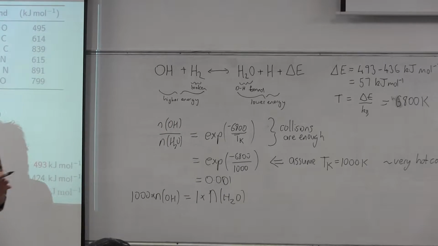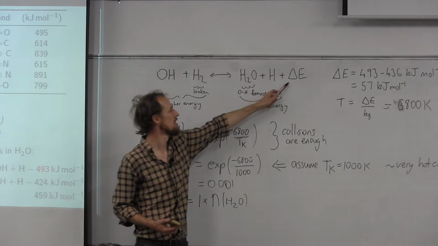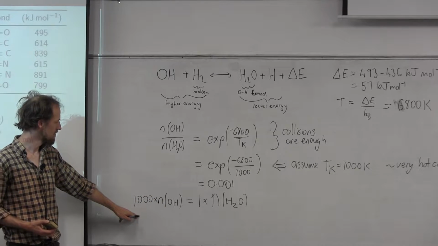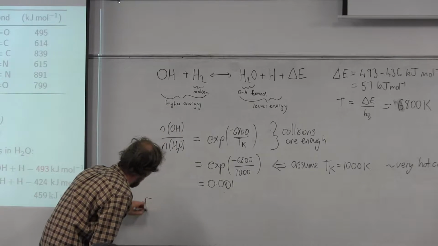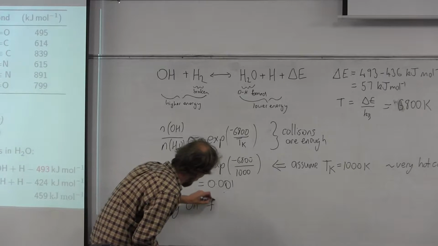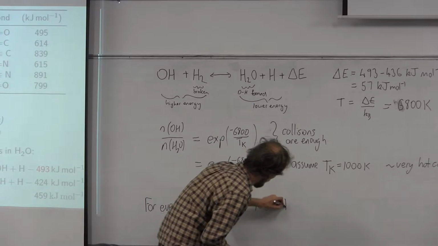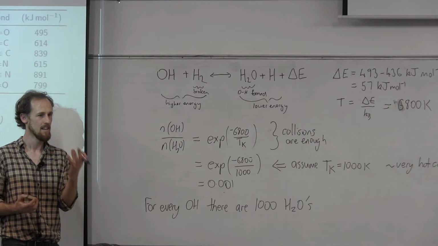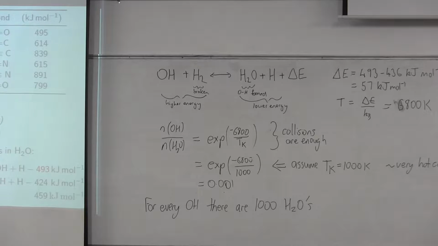Okay, that's the conclusion. The basic idea is that because I've assumed a temperature which is much less than this temperature, which is because of this energy, then we're going to have far more, that's not the right conclusion. I'll do it in words. Okay, so for every OH, there are 1,000 H2Os, meaning nearly all of this reaction is on that side. And that's because of the energy. So this is the equilibrium I was trying to get to.